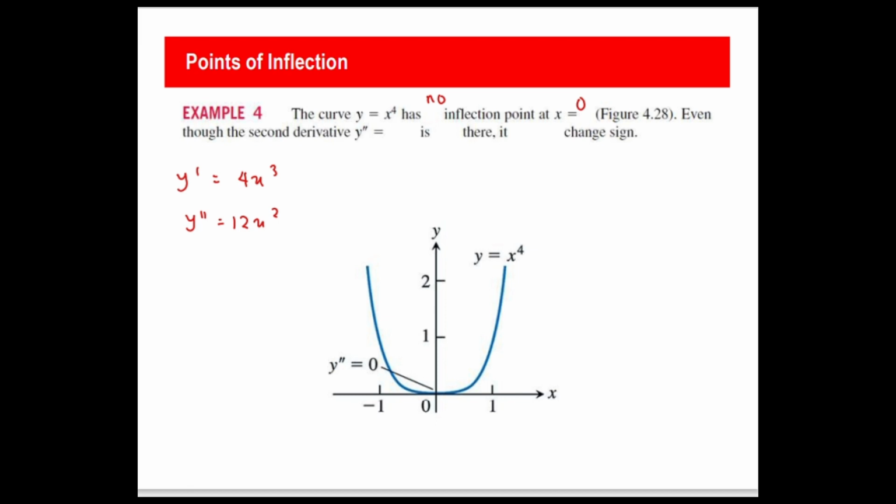But notice that the concavity does not change sign. For any value that you plug in here, for values less than 0, you get it to be positive because of the square here. And also when you plug in values greater than 0, from 0 to infinity, you also have positive values. It means that for both parts of the intervals, negative infinity to 0 and 0 to infinity, it is concave upward. So concavity does not change sign. It means that we don't have a point of inflection there.